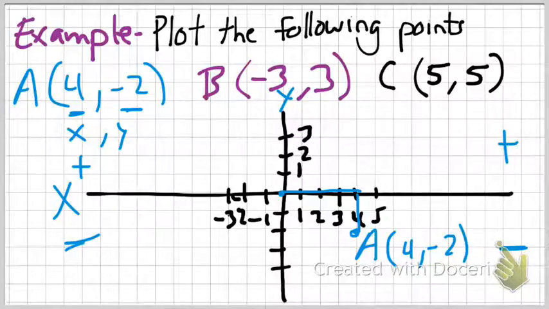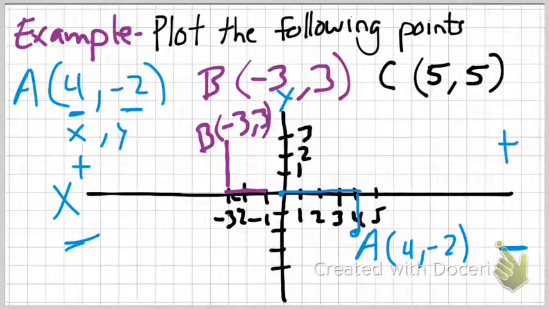Now let's try B. B starts off at negative 3. So 1, 2, 3. Negative 3, and then it goes up 3. 1, 2, 3. There's B. Negative 3 and 3. And C is 5 and 5. So we got to go all the way over here to 5, and all the way up to 5.